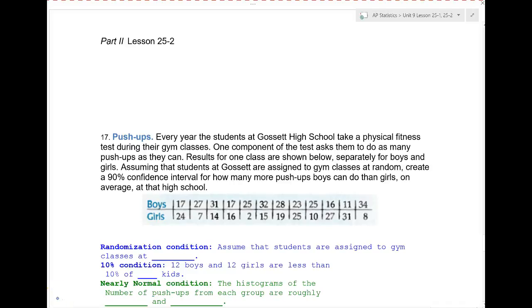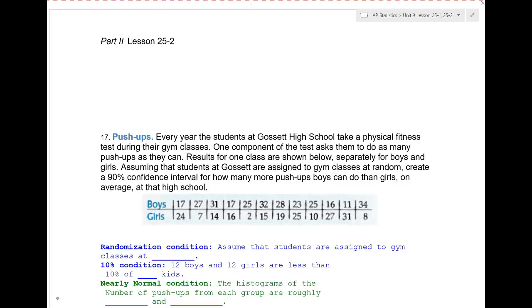Hi guys, I just want to do some review here. This is part 2, lesson 25.2. Remember, in 25.1 we talked about paired design, so we're doing the mean of the differences instead of the difference of the means in this unit. And so we're comparing when to use a 2 sample versus a paired t-test.